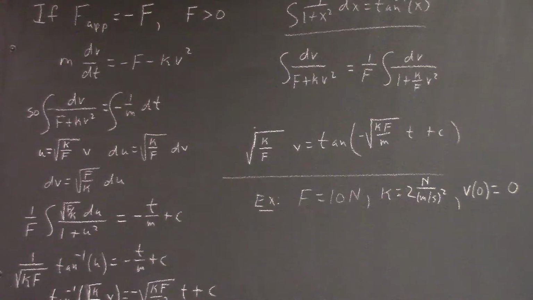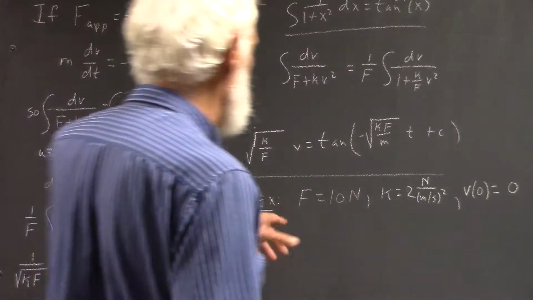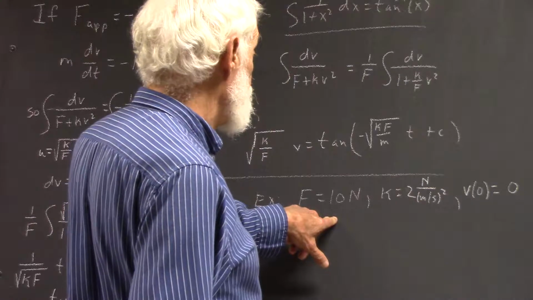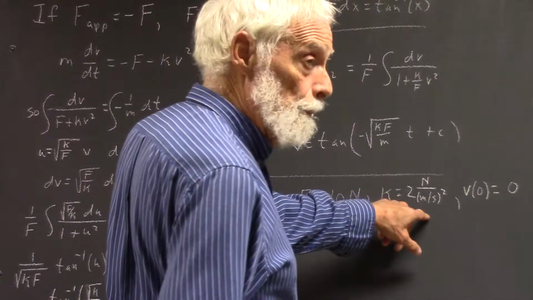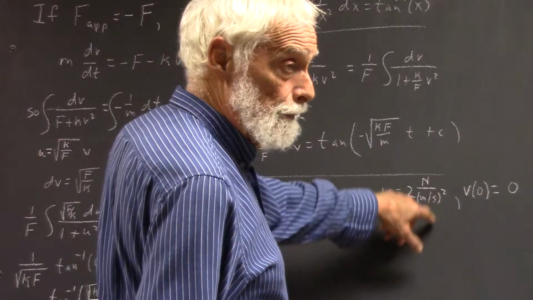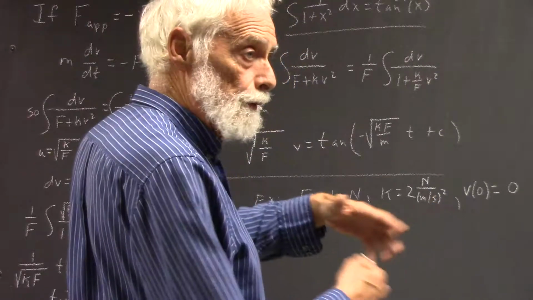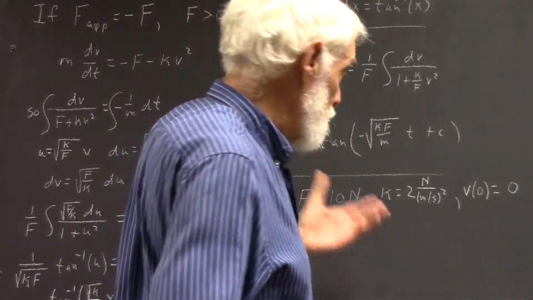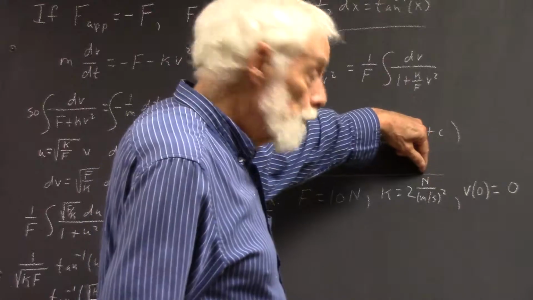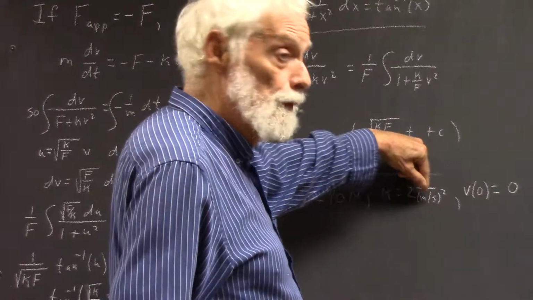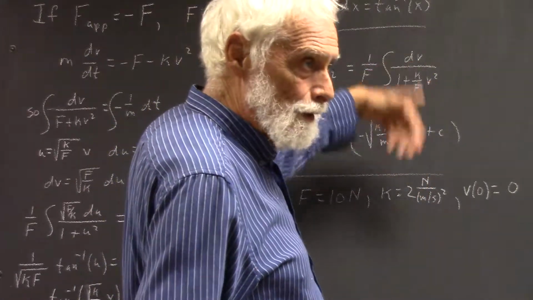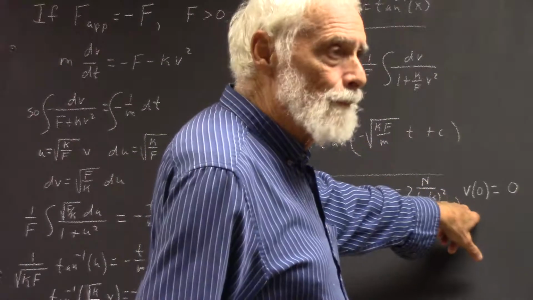A couple of quick examples for interpretation. Let's just say your applied force is a constant 10 newtons. Kappa is 2 newtons per meter per second quantity squared, which can be reduced down to just kilograms and meters and seconds. Hopefully you know how to do that. There's a kilogram meter per second squared, and divide by meter squared per second squared. You get a kilogram per meter.